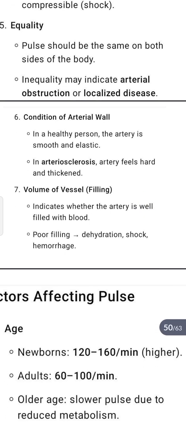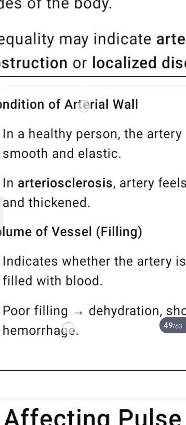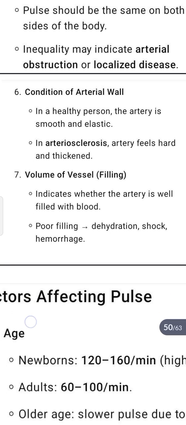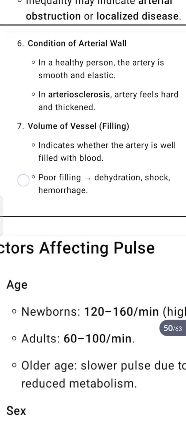Now the condition of the arterial wall. In a healthy person, the artery is smooth and elastic, and in arteriosclerosis the artery feels hard and thin. Arteriosclerosis is the condition in which our blood vessels get blocked due to fat accumulation, lipid accumulation, calcium, which makes them hard, and blood flow through them becomes difficult. So it is also a characteristic of pulse. Volume of vessels indicates whether the artery is well filled with blood or not. Poor filling occurs in dehydration, shock and hemorrhage.